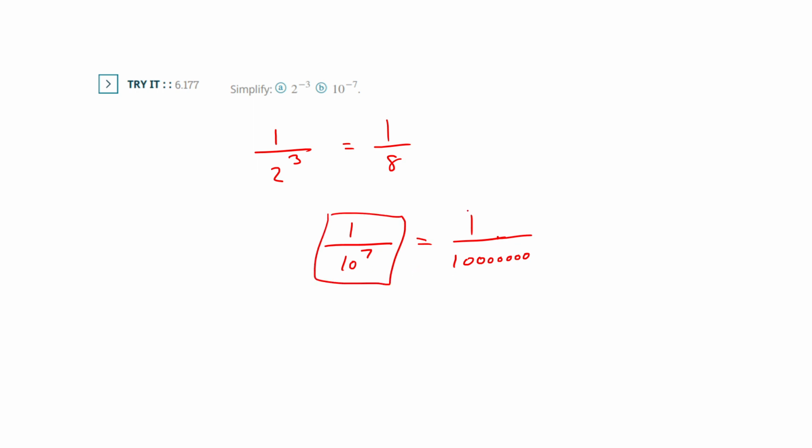Okay, so same here. We can move that to the bottom and get 2 to the positive 3. And since that's an easy one to do, we'll do that. We get 1 over 8. Okay, the same with this. We'd have 1 over 10 to the 7th. So that's going to be 1 over 1, 2, 3, 4, 5, 6, 7 zeros. Now, I would actually be okay with you leaving that, but there you go.